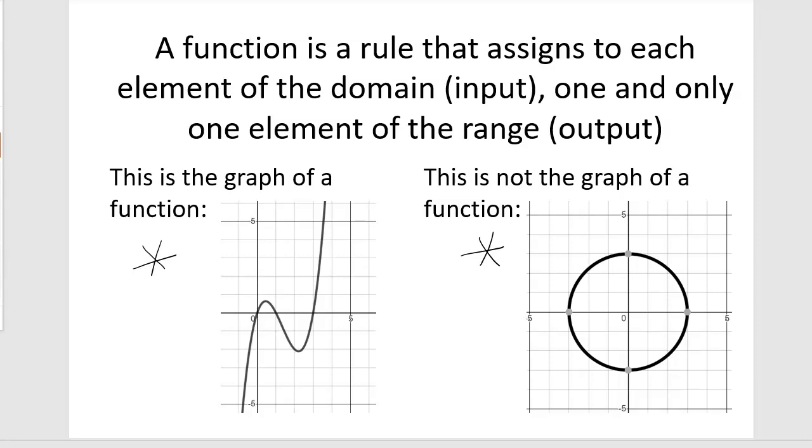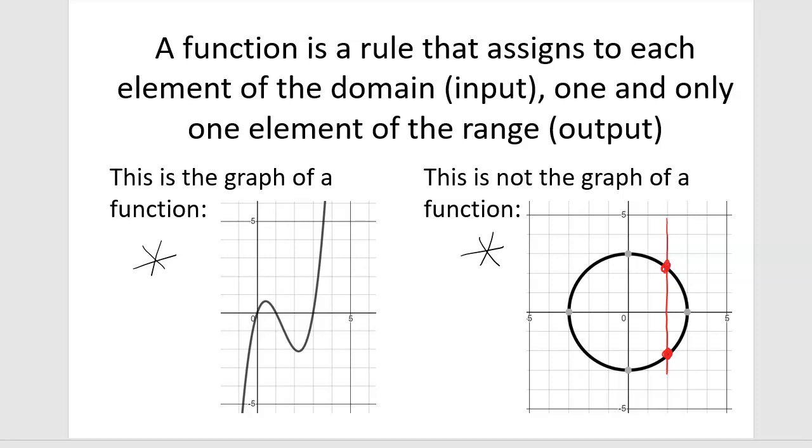So if I was to draw a vertical line on this graph on the right, you can see how the vertical line hits here and here. So it's hitting the graph more than once. And that is basically failing what we call the vertical line test. A vertical line can only hit the function one time for it to be a function, okay?